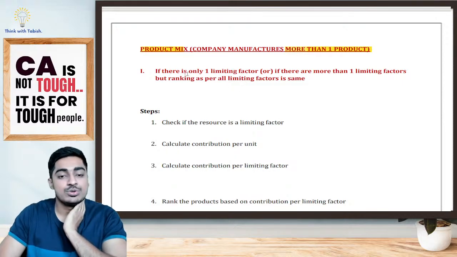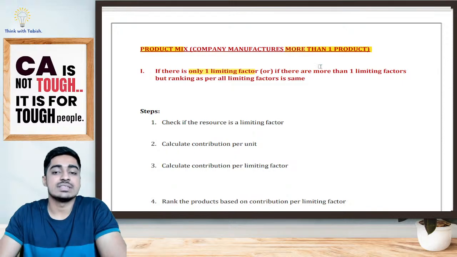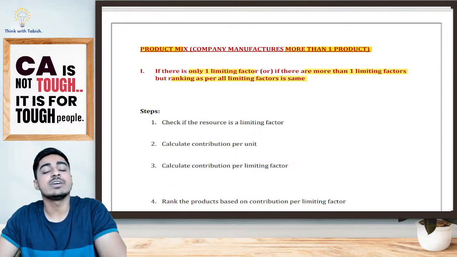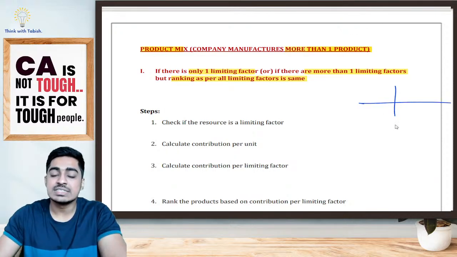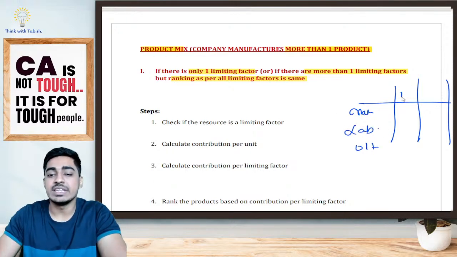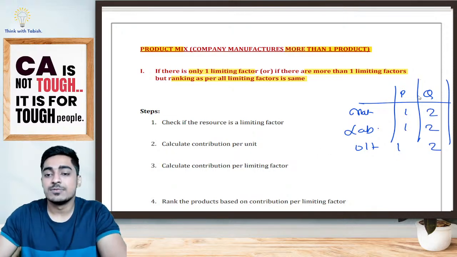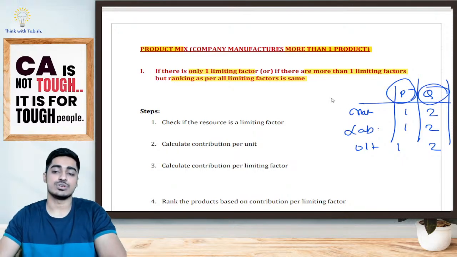Now, two cases. Either there is only one limiting factor, or there are more than one limiting factors, but ranking as per all the limiting factors is the same. Either I am telling only labor hours is limiting factor, or I tell material is also limiting factor, labor is also limiting factor, overhead is also limiting factor. But in material also, rank of P and Q is 1 and 2, labor also 1 and 2, overhead also 1 and 2. So what is the obvious? First, however many hours are available, I will produce P. Next, I will produce Q.